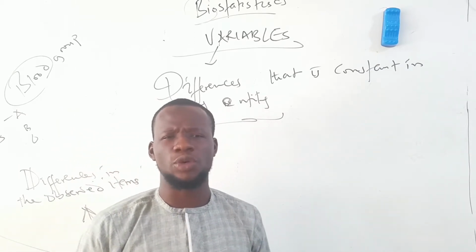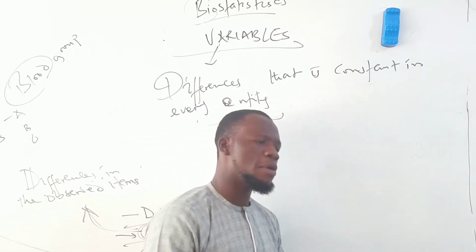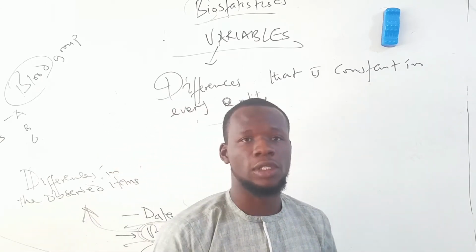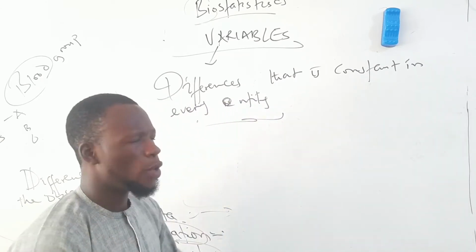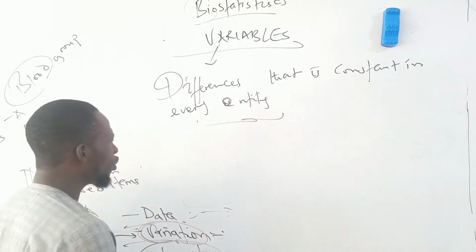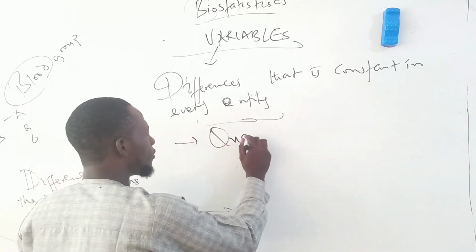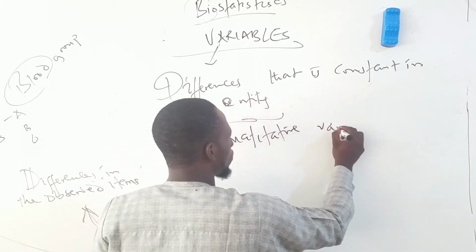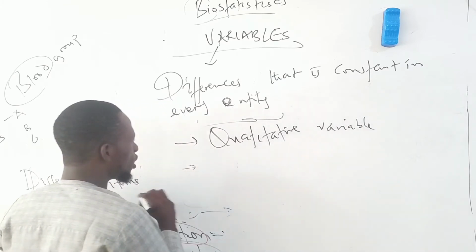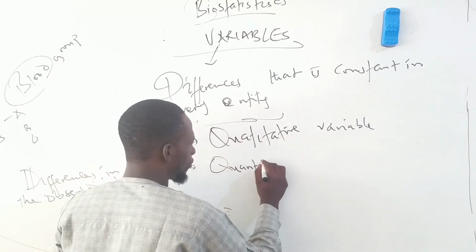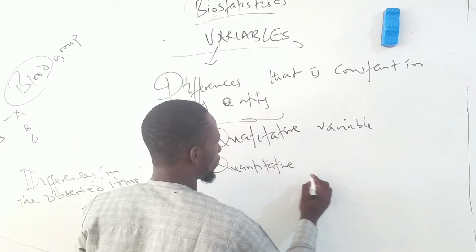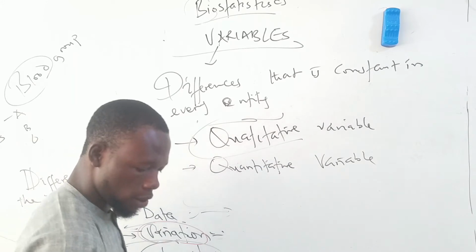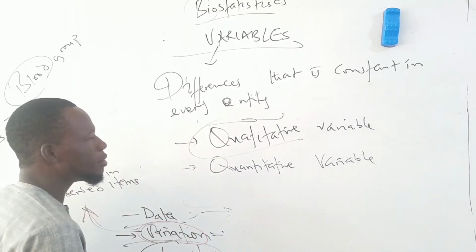But how do we distinguish this? How do we distinguish one variable from another? How do we tell whether this variable can be measured or cannot be measured? So we will be looking at that now. We have different types of variables. The first one we'll be talking about is the qualitative variable, and we have the quantitative variable. So let's talk about the first one, which is the qualitative variable.